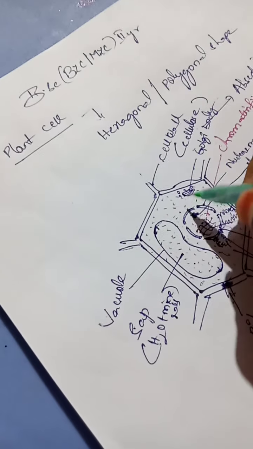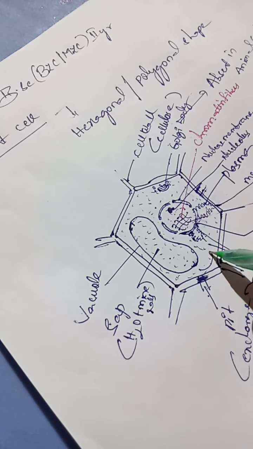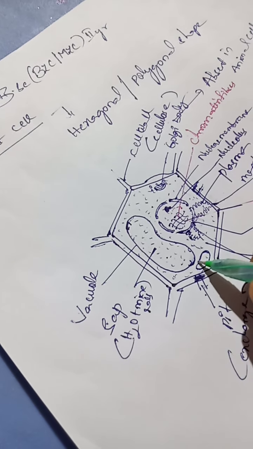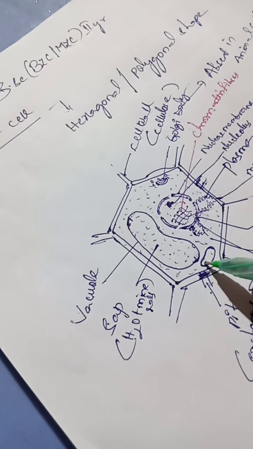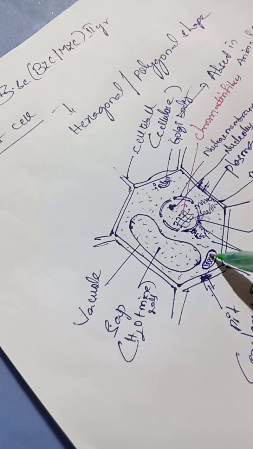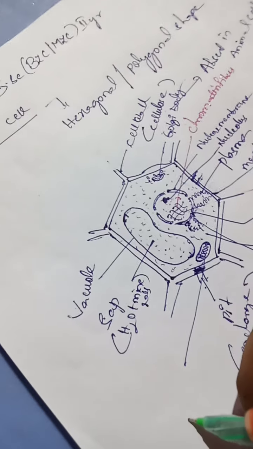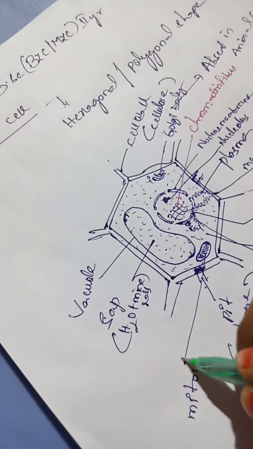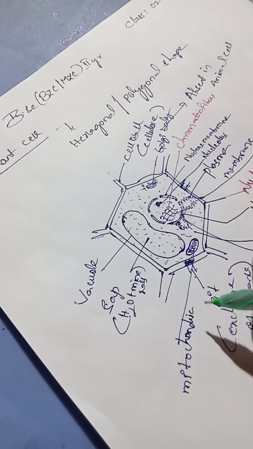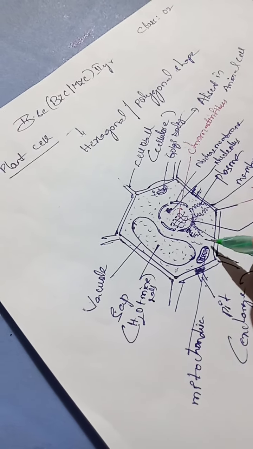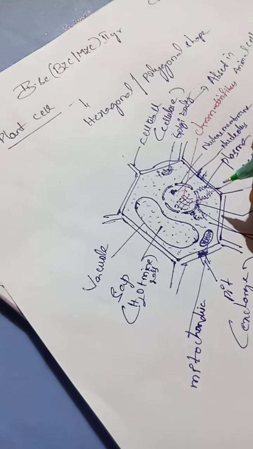Coming to the next, mitochondria. So there is a mitochondria with a smooth outer membrane, and the inner membrane gets into folds. This is called mitochondria, which is called the powerhouse of the cell because the mitochondria is involved in the production of energy, which is required most for cell growth.